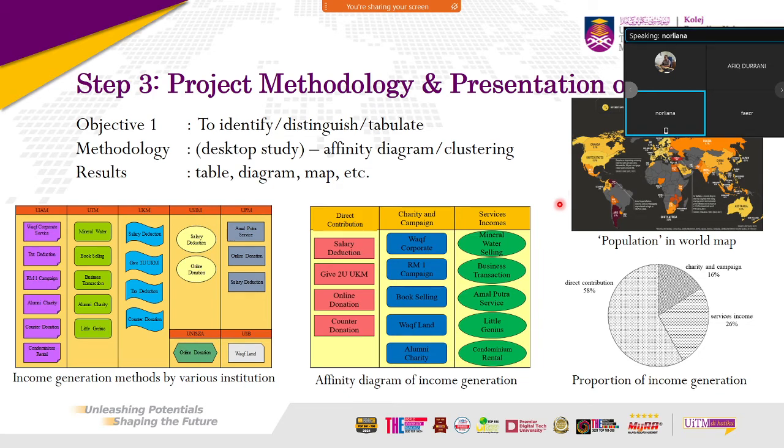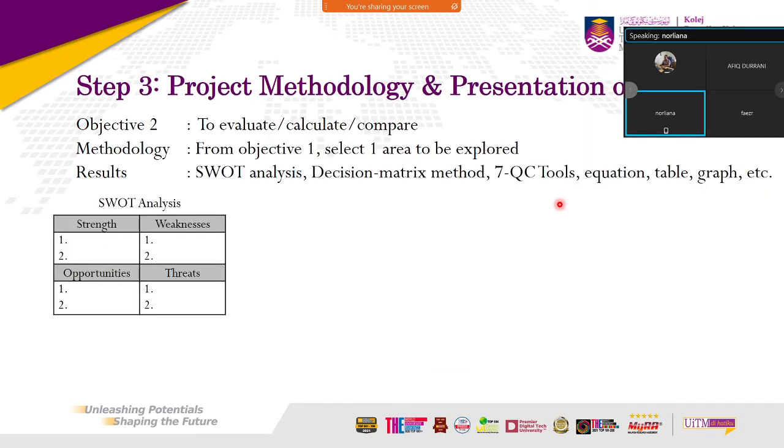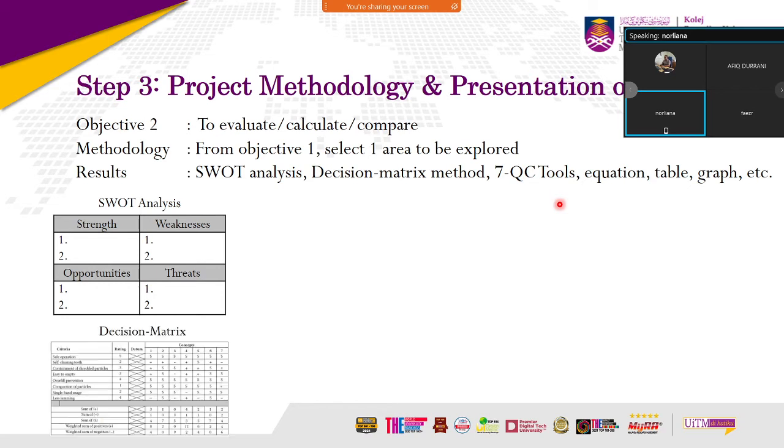Next. So from objective 1, we now know the simplest way to present your method or to show your results. And then we can move on to the next slide on objective number 2. Usually objective number 2 is slightly higher level than objective 1. It gets progressively deeper. So for objective number 2, you can do some evaluation, you can do calculation, you can compare, for example. What you can do is select one thing or one area from objective number 1 to be further explored in objective number 2.